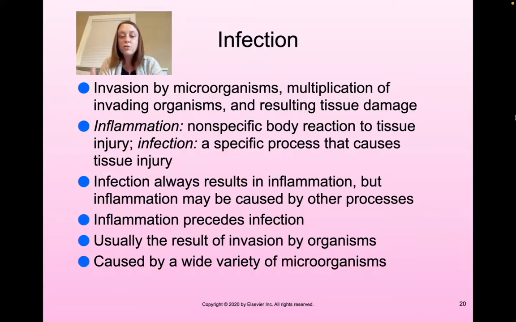So infection always results in inflammation, but inflammation could be caused by other processes, not just infection. It can be caused by trauma, surgery, other things like that that damage tissue. And inflammation precedes infection. So if there's a wound that has inflammation in the area and then bacteria get into the wound, then infection comes later. Or if a little bit of bacteria gets into the body, inflammation is going to come first before the bacteria proliferates and causes a full-blown infection. And infection usually is the result of invasion by organisms, and it can be caused by a whole variety of microorganisms.